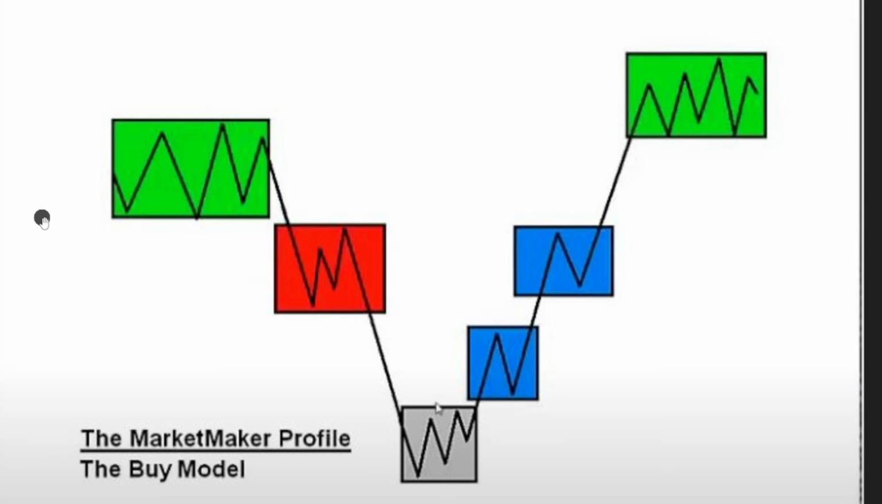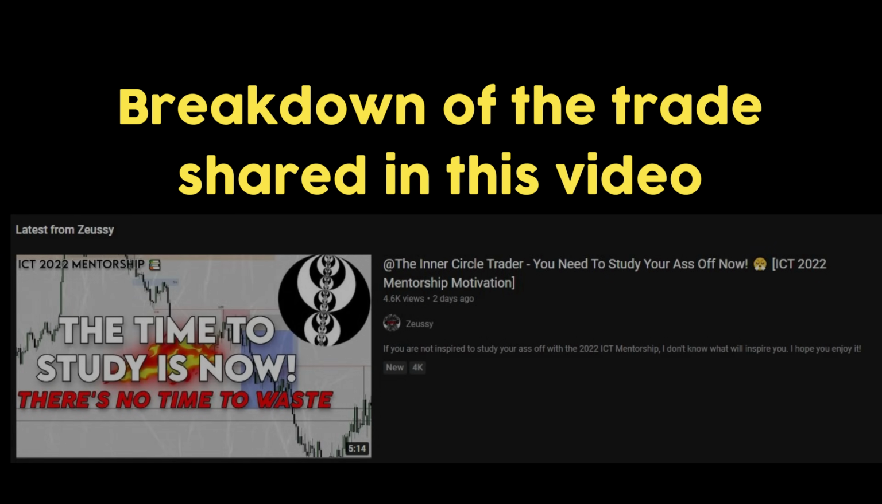If you spot a higher time frame bearish institutional order flow, you search for market maker sell models. If you spot a higher time frame bullish order flow, you look for market maker buy models. Keep that in mind.